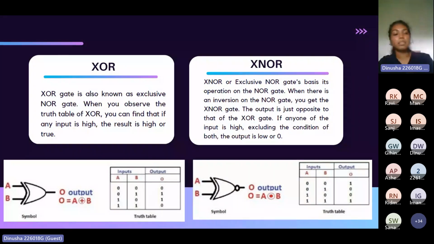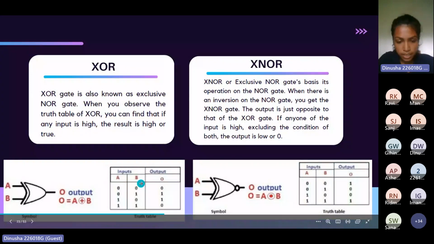And here, the XOR gate and XNOR gate. XOR gates and XNOR gates are digital logic gates which we use to make electronic circuits. In here, the XOR gate is also known as the exclusive OR gate. The XOR gate gives the logical output 1 when the two inputs are different.